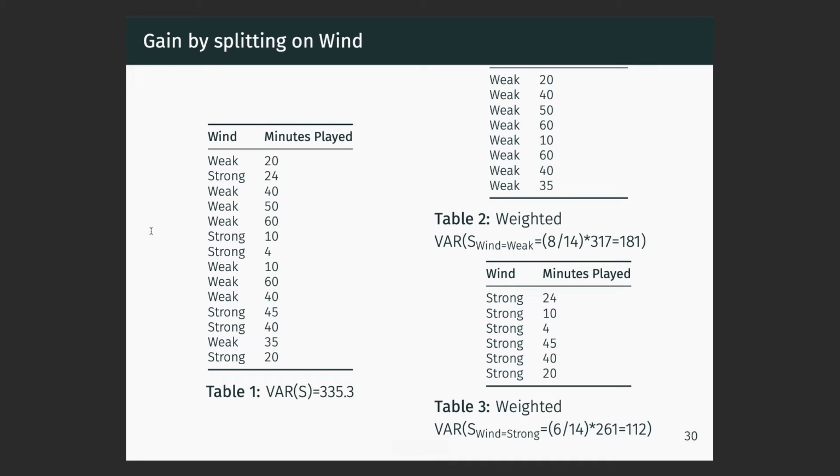You calculate the weighted variance for the subset where wind equal to weak, which turns out to be 8 over 14, which is the weight or the proportion, times the variance of this set, which I've calculated to be 317. So this number computes to 181. And similarly, for the case when wind equal to strong, you compute the weighted variance as 6 over 14, 6 examples out of the 14 examples, whose variance is 261, and this turns out to be 112.